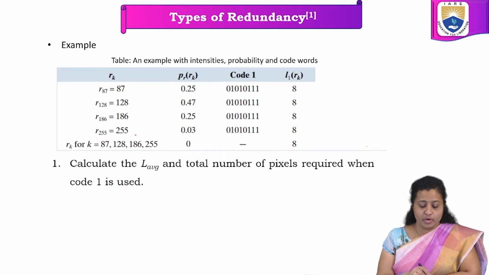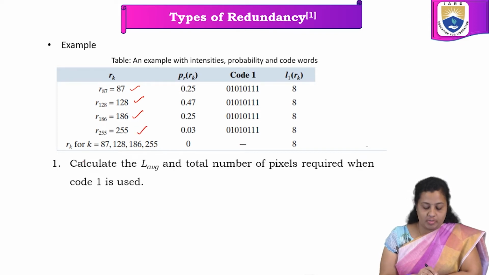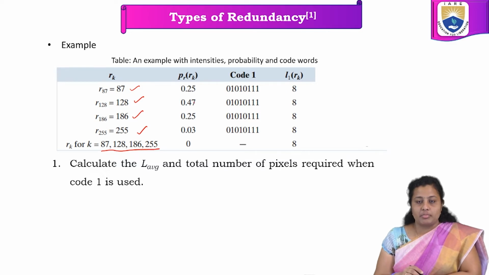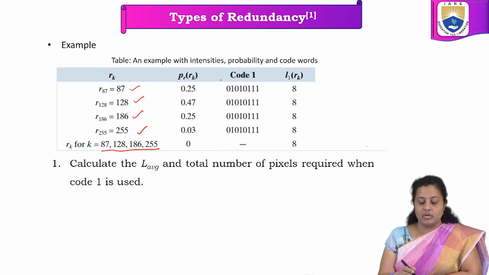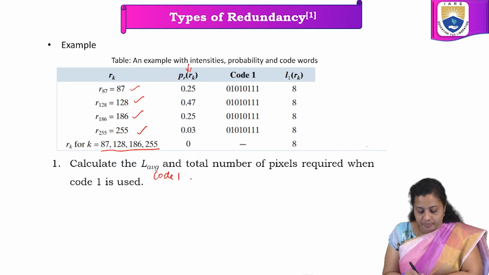Here, if you observe, there are a few intensity values, which are 87, 128, 186 and 255. The probability of each intensity value is given in this column. The probability of occurrence of the 87 intensity value is 0.25. The probability of occurrence of the intensity value 128 is 0.47, and so on and so forth. Now, in code 1, we are using the concept of fixed length code.